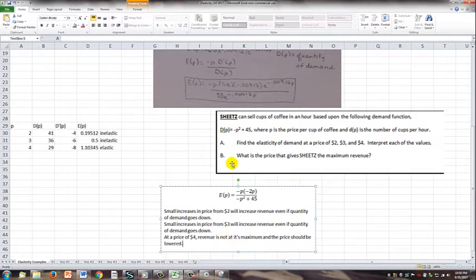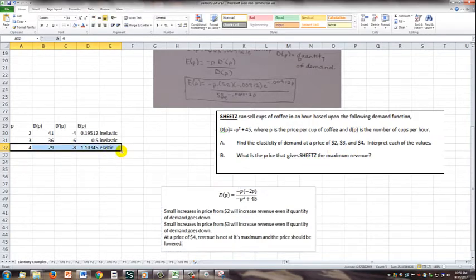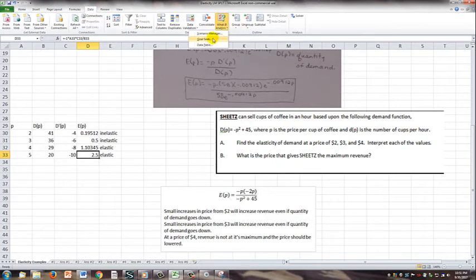And then it says, what is the price that gives Sheets the maximum revenue? So that means goal seek, but we know it's somewhere between 3 and 4 because it's inelastic at 3 and elastic at 4. So we would goal seek to 1. We don't need the revenue function. We've got the elasticity function, but we goal seek the elasticity function to 1.